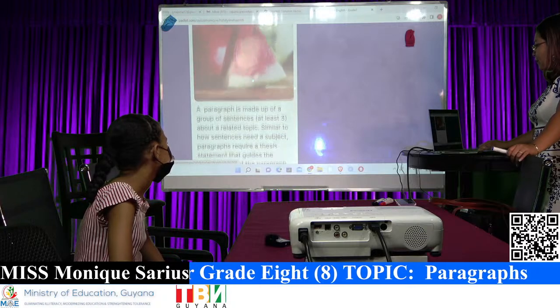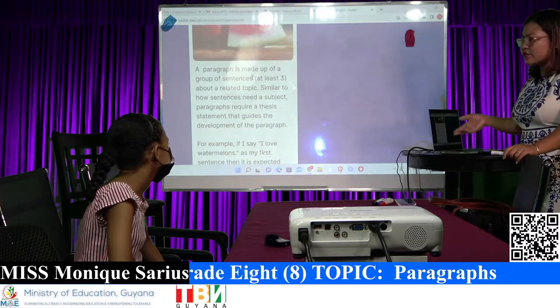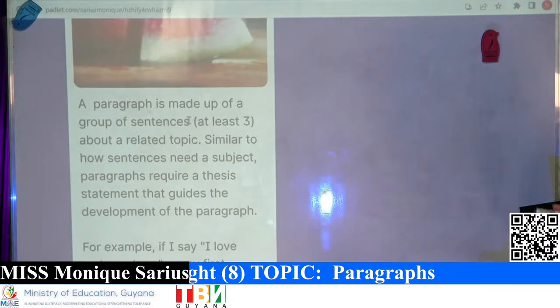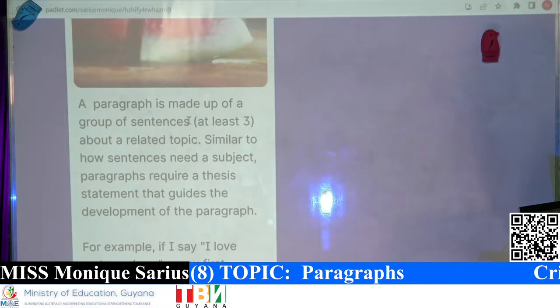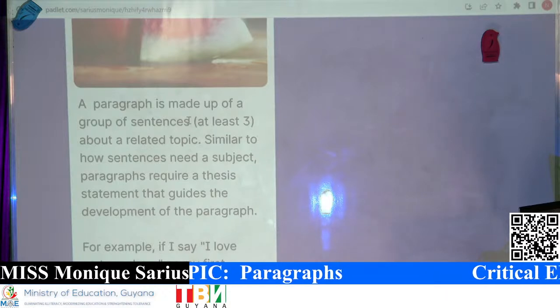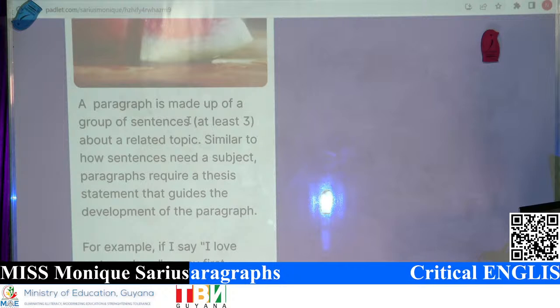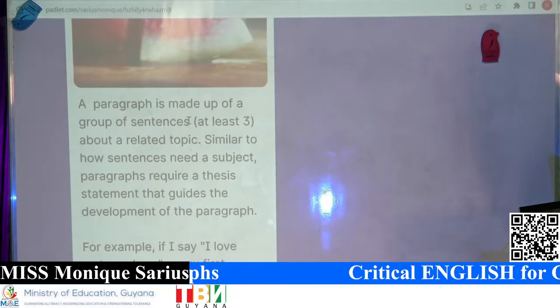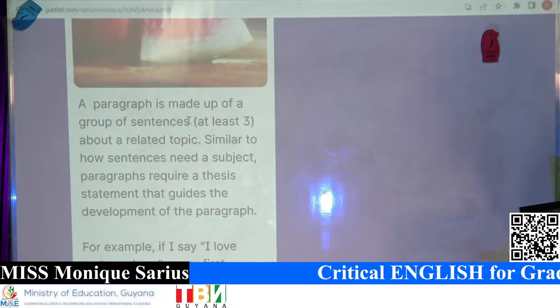Good. So here I have some written work on the board, as you can see. A paragraph is made up of a group of sentences, at least 3, about a related topic. So you were correct when you said they all have to be similar, right? Similar to how sentences need a subject, so sentences have to talk about something, right? Paragraphs require a thesis statement that guides the development of the paragraph.